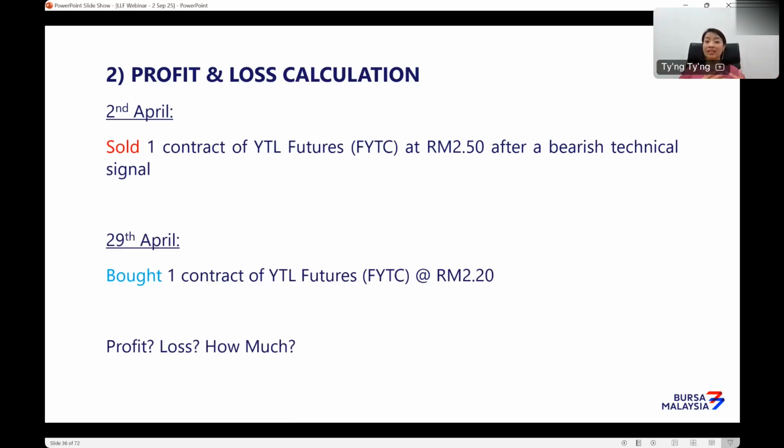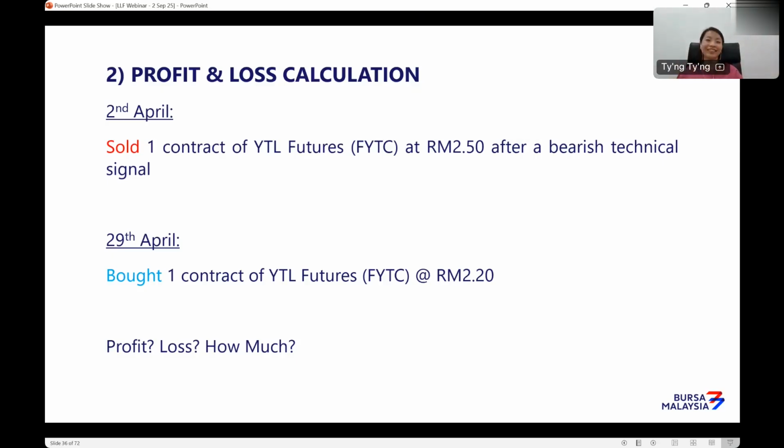I'm going to give you another 10 seconds for you to calculate and give me your answer in the chat box. Or some of you are very fast and I already see your answers. Very good. I saw some of your answers, but I'm not quite sure whether it is correct or not. Maybe I'm going to wait for the rest of the answers.